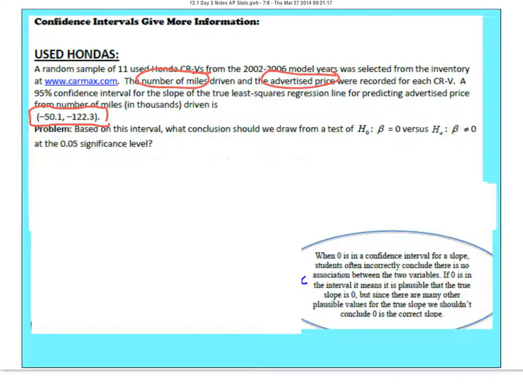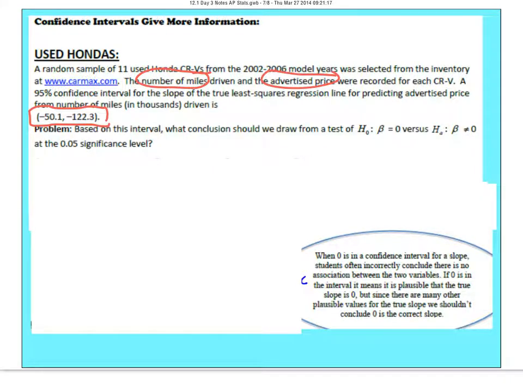Based on this interval, what conclusion can we draw about this hypothesis? If they did the test, what they would have said is that the true population slope is 0. But they think the true population slope is different. They are saying that the number of miles does drive price. And recall on the test, they're doing a 5% significance level.